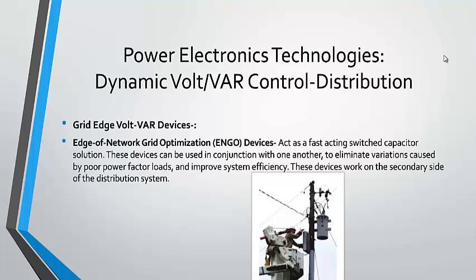Grid Edge Volt VAR devices. Edge of Network Grid Optimization, or ENGO devices, act as a fast-acting switched capacitor solution. These devices can be used in conjunction with one another to eliminate variations caused by poor power factor loads and improve system efficiency. These devices work on the secondary side of the distribution system.